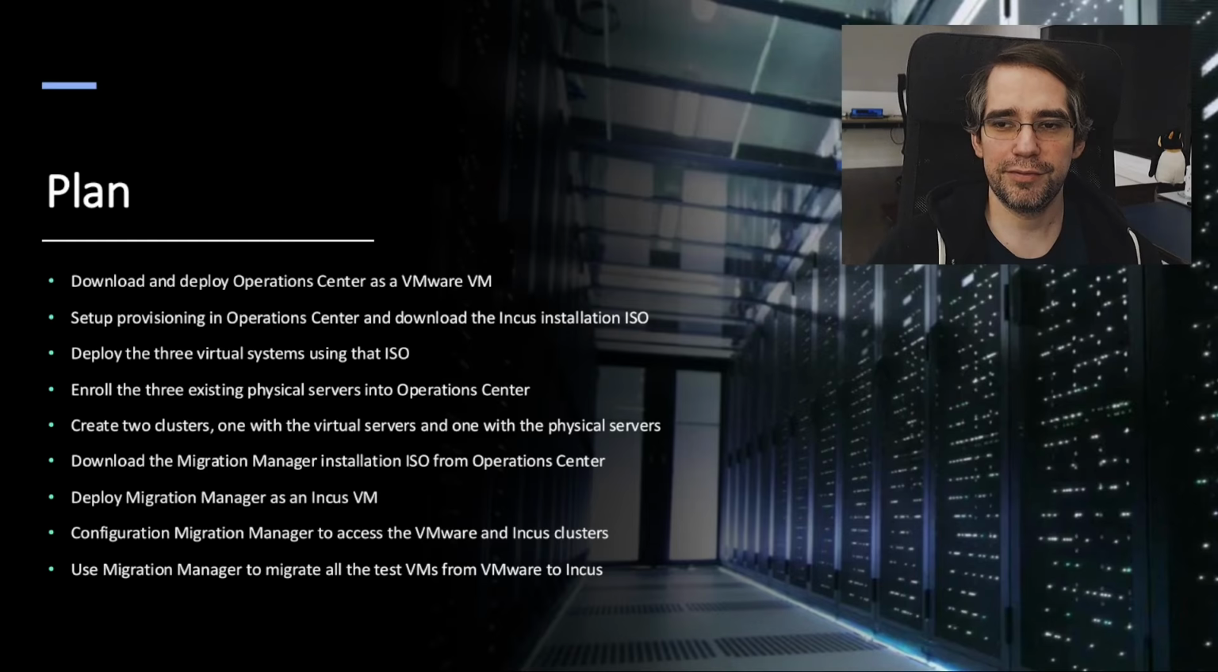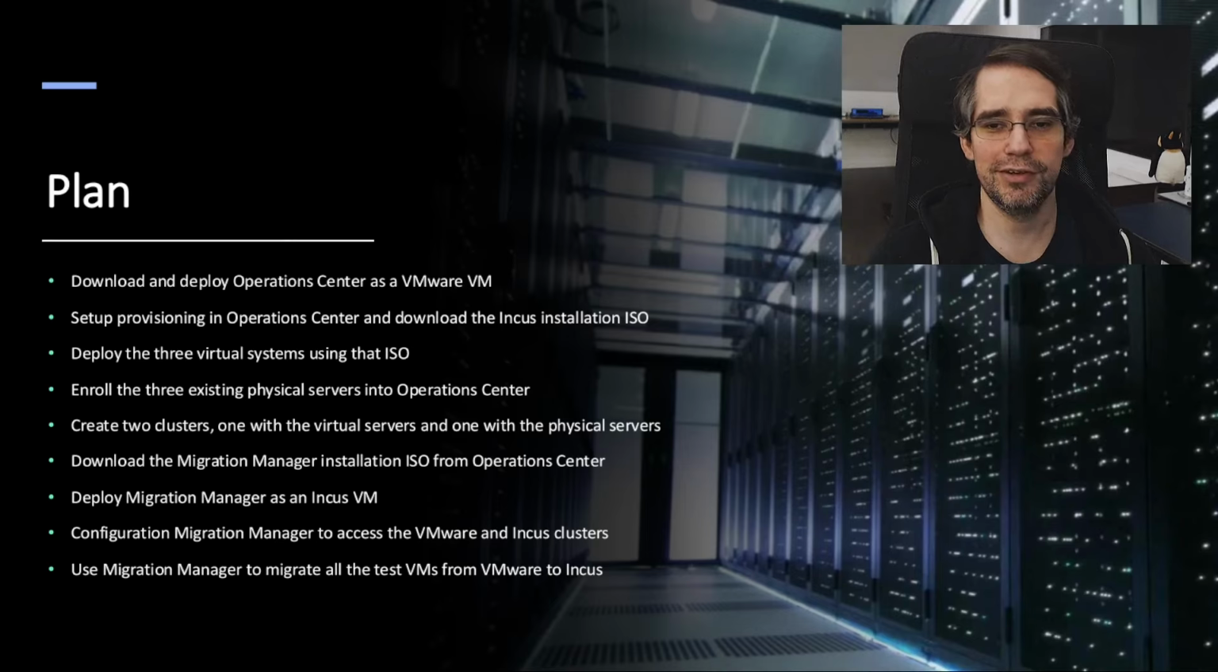Now for the plan for this demo. First, we're going to be downloading Operations Center from the download site, and then deploy it as a VMware VM. That's going to take a little while. I'll explain a bit more later, but there's some fun with the TPM handling in VMware that makes things slightly slower than we'd like. Then once it's up and running, we're going to be setting up the provisioning in Operations Center and download an Incus install ISO that we'll then use to deploy the 3 virtual systems.